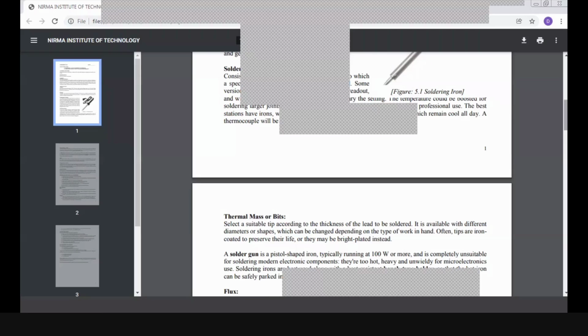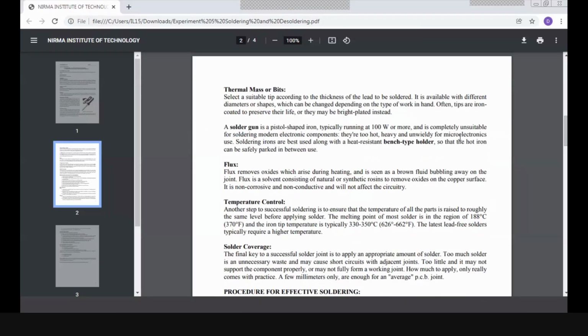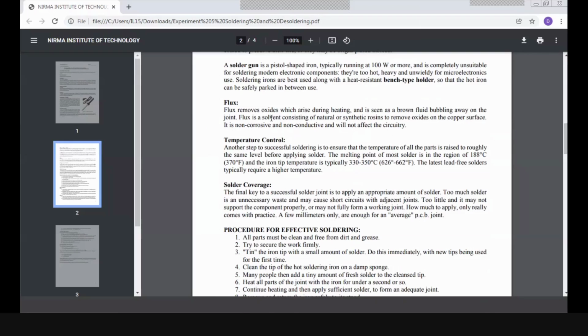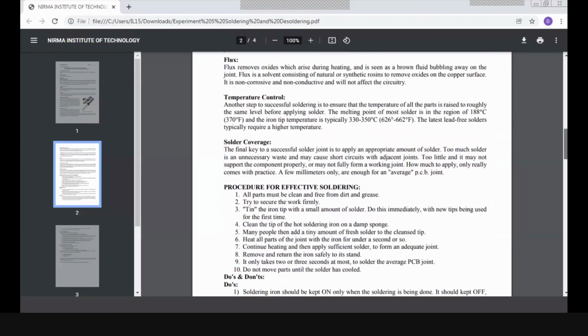So you can check here. The soldering station we discussed, thermal bits also discussed, the tip of the soldering iron, right? The solder gun we also discussed. Flux we discussed. Flux removes oxide which arises during heating and is seen as a brown fluid bubbling away on the joint. Flux is a solvent consisting of natural or synthetic reagents to remove oxides on the copper surface. It is non-corrosive and non-conductive and will not affect the circuitry.